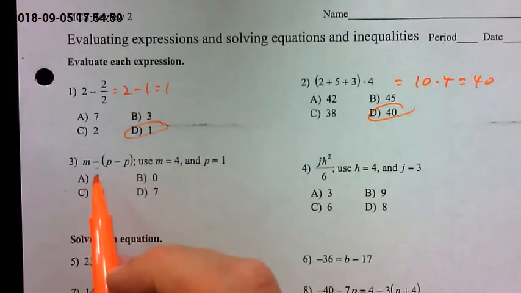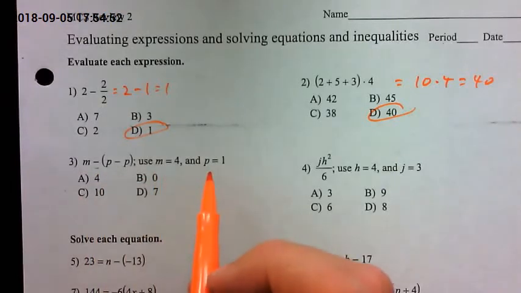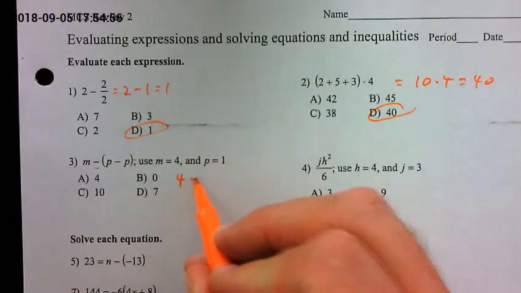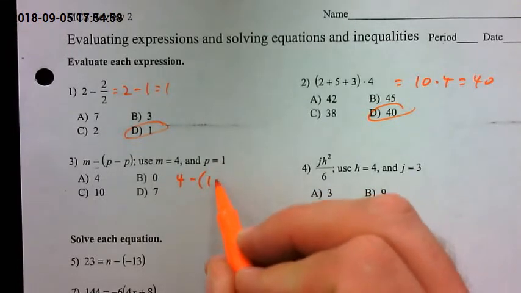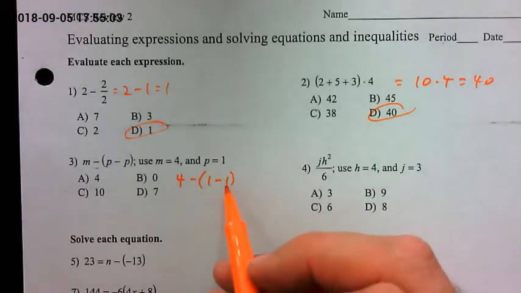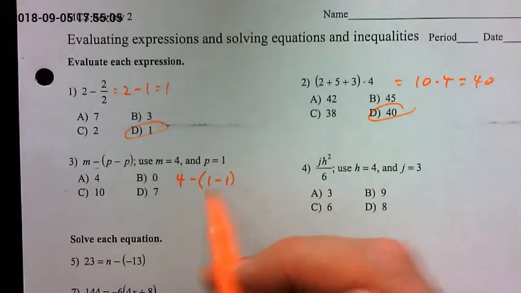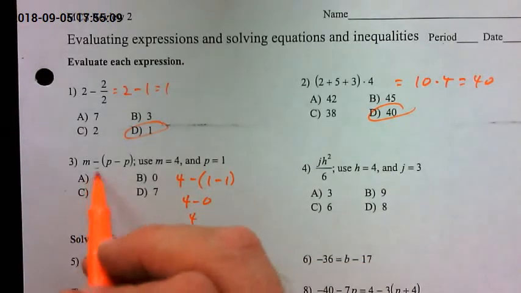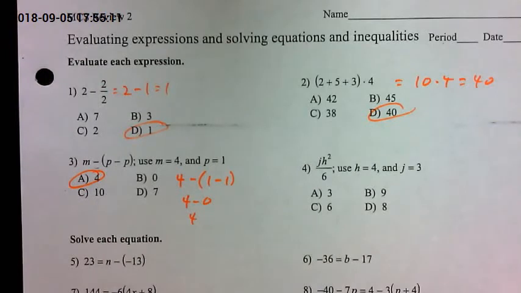On number 3, we're taking these values that they're giving us, and we have to plug them in first. So first, substitute in the values. So we have 4 minus 1 in the parentheses minus 1. In the parentheses, we got to do that part first. So 1 minus 1 is 0. 4 minus 0 is just 4. So that's A.